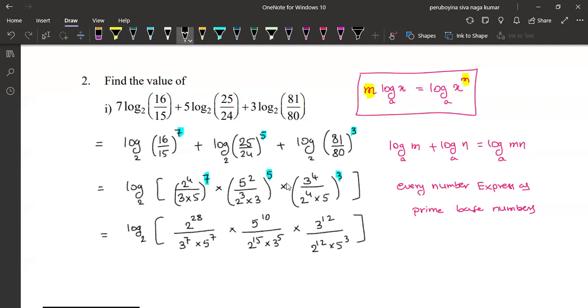Now you can cancel the numbers. First I am cancelling numerator 5 power 10 with 5 power 7 and 5 power 3 in the denominator. Next I am going to cancel 3 power 12, 3 power 5, 3 power 7. Next, in the denominator, 2 power 15 and 2 power 12 make 2 power 27, and 2 power 28 got cancelled. So only one 2 is left with the base logarithm 2. So log 2 base 2, of course it is 1. This will be the answer.